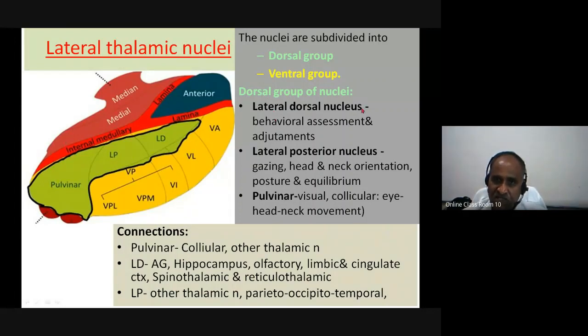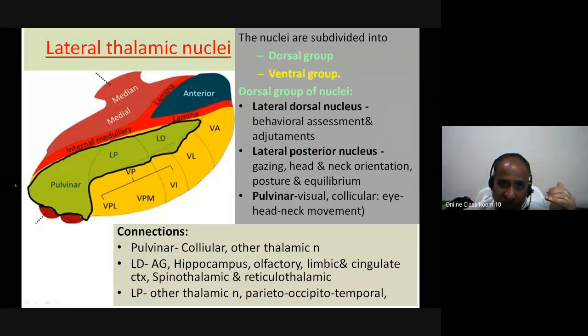Lateral dorsal nucleus. This is for behavioral assessment, because this lateral dorsal nucleus is nearer to the anterior thalamic nucleus. Now the anterior thalamic nucleus is connected with the hippocampus and the mammillary body. Similarly, this lateral dorsal nucleus is connected with the amygdala and other limbic structures, the cingulate cortex. This is for the behavioral assessment and adjustments.